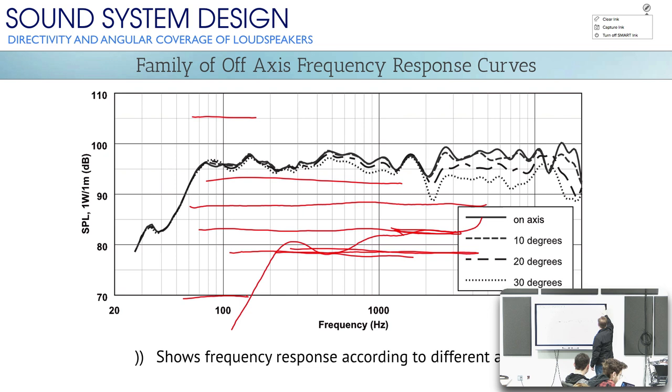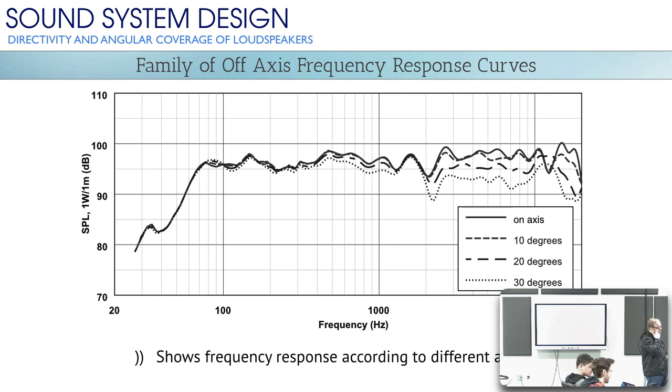This one is another way of looking at it. It's called the family of off-axis frequency response curves. I really like this kind of graph, by the way, because I think we put a little too much emphasis on this notion of the 6 dB down point, because it gives you the impression that the loudspeaker gets quieter when you go off axis. That is way oversimplification. It's not that the loudspeaker gets quieter, it's that some frequencies get quieter and some don't, right? What really happens as you go off axis is the frequency response changes. And that's what I prefer to think about. I'm not as interested in it getting quieter as I am in the frequency response changing.